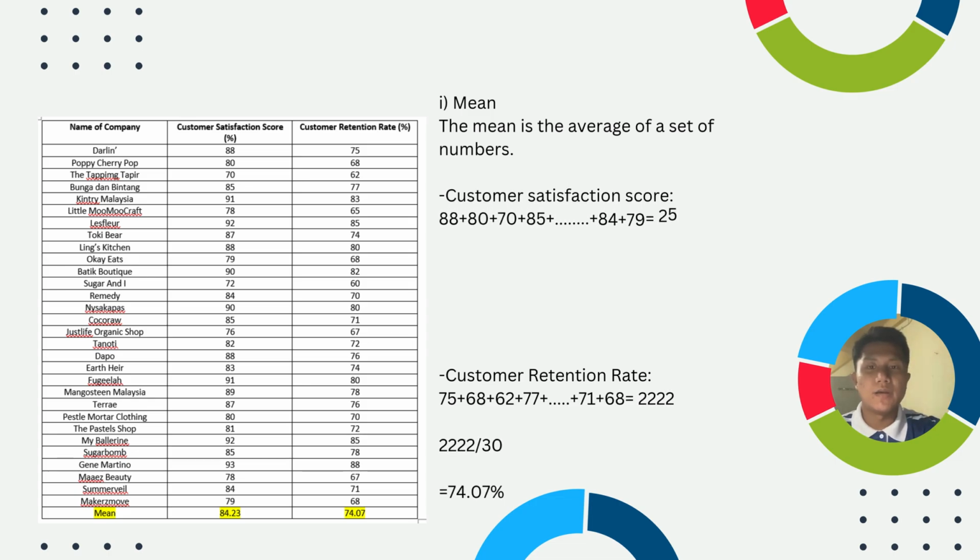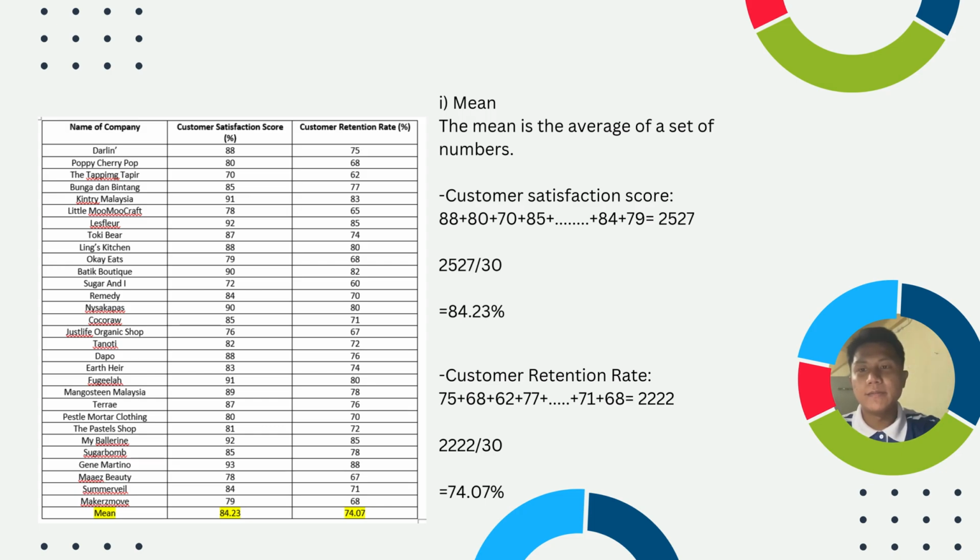BB23110356. I will present part 2, calculate and compare measures of central location between the two key metrics. The first one is mean. The mean is the average of a set of numbers, which is sum up all of the data and then divide by total of the data.